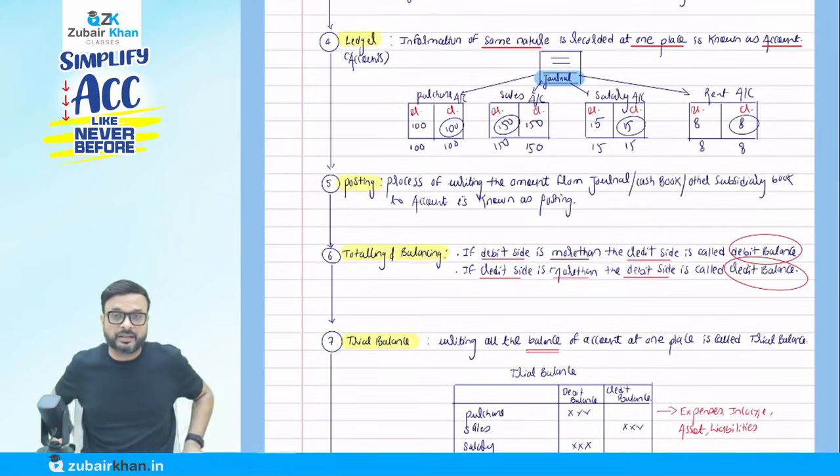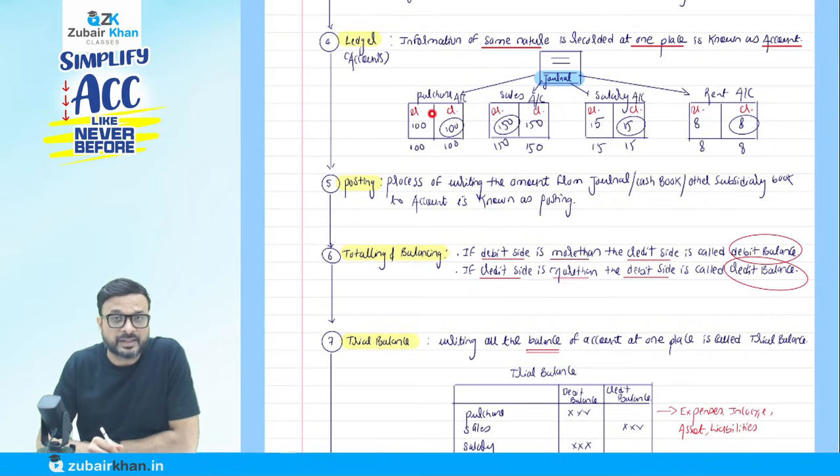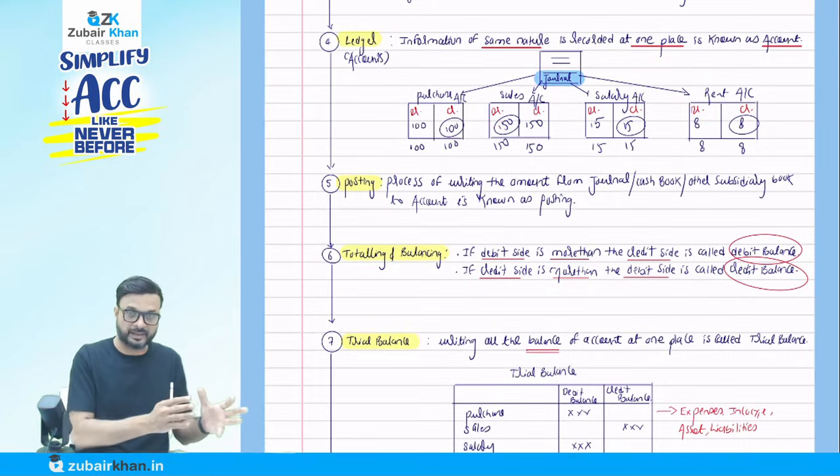So now we do the total. If my debit side is more than the credit side, we call it a debit balance. Here we have 100. This circle is a balancing figure. Which side is more? My debit side is 100, so we call it a debit balance, and we write this 100 as a balancing figure. All these circles are balancing figures. Here on the credit side, we write 150. This is the balancing figure, so we call it a credit balance, because the credit side is more than the debit side.